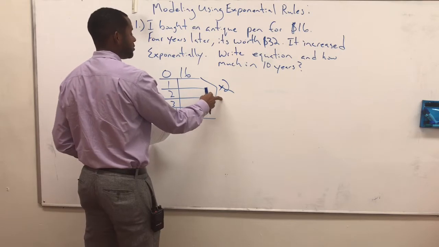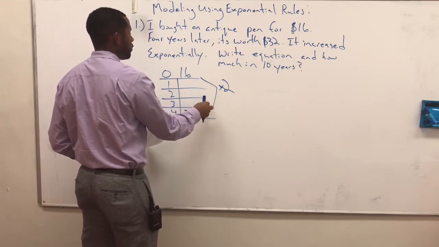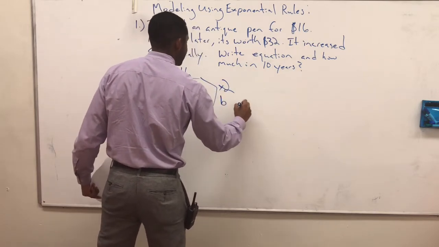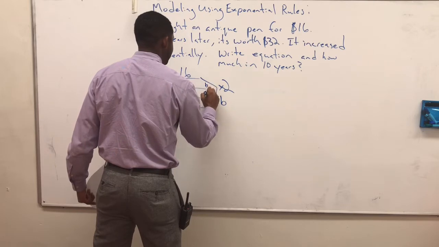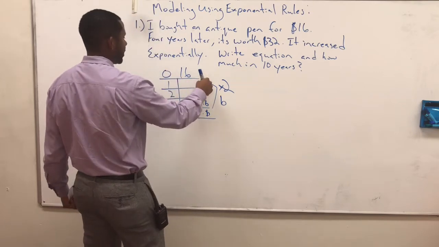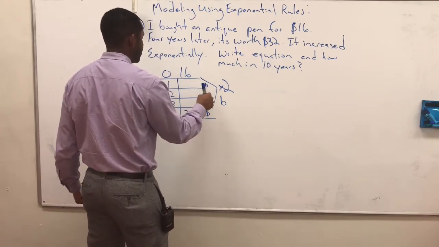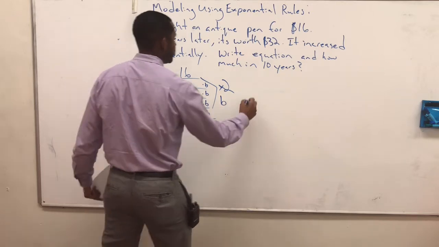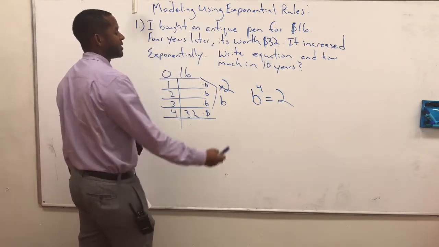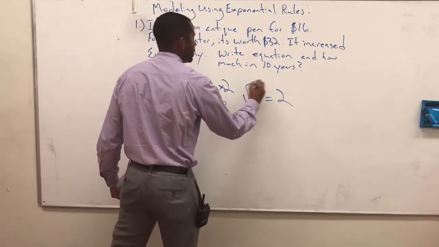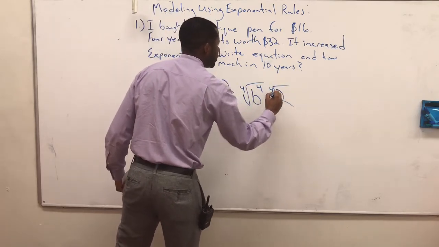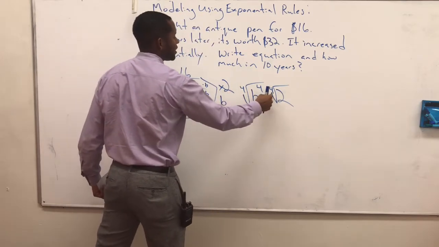So I need my initial, my growth rate to be a 2, but it needs to be over 4 years, right? So I need to know what B is. So basically, B times B times B times B, right? If I multiply it here, here, here, and here, 1, 2, 3, 4, that needs to equal 2. So B to the 4th power needs to equal my growth rate of 2 because it happens over 4 years. So I have to take a fourth root of this and a fourth root of this.